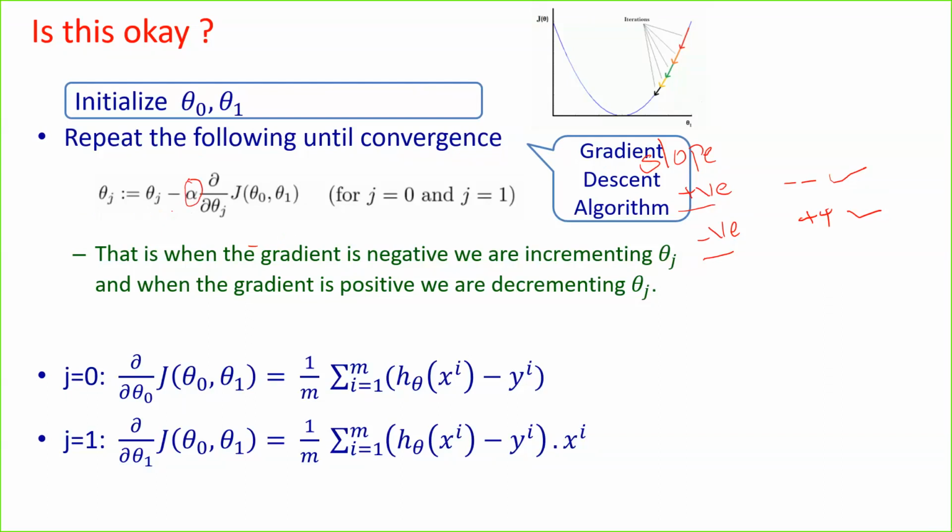Coming to this alpha, we call it the learning rate or the step size, which determines the step size that we are taking. If the alpha value is big, we may be taking bigger steps to reach the minimum value of J of theta. If alpha is smaller, we may be taking tiny steps to reach the optimal value. We'll discuss later what step size we should choose; we have one more slide on this.